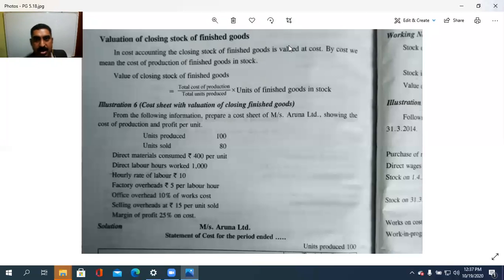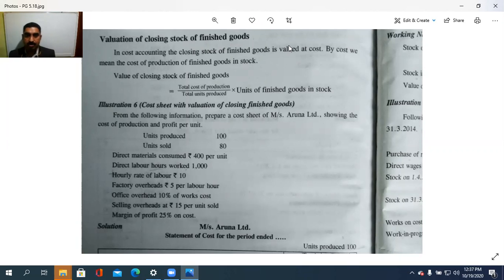Next is valuation of the closing stock of finished goods. In cost accounting, the closing stock of finished goods is valued at cost price. By cost, we mean the cost of production of finished goods in stock. So valuation of the closing stock of finished goods equals total cost of production divided by total units produced, multiplied by the units of finished goods in stock.